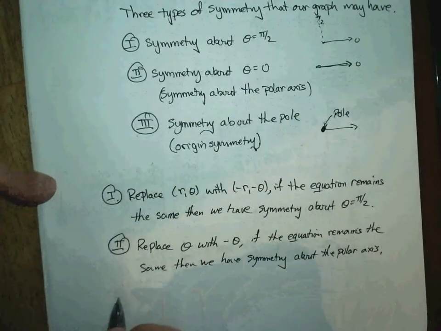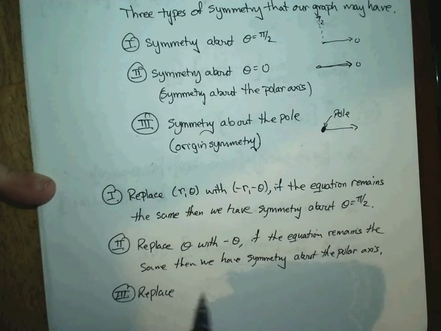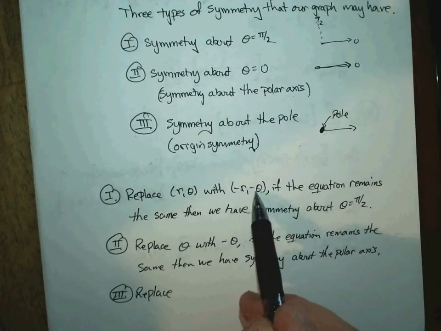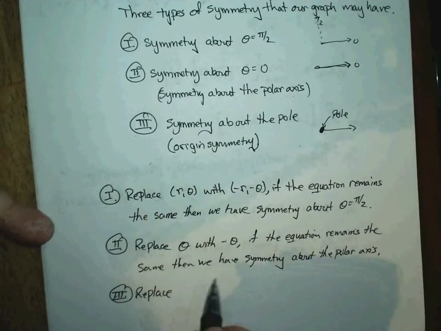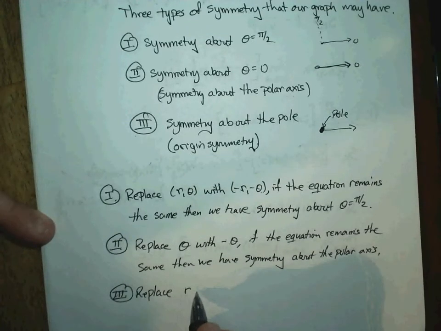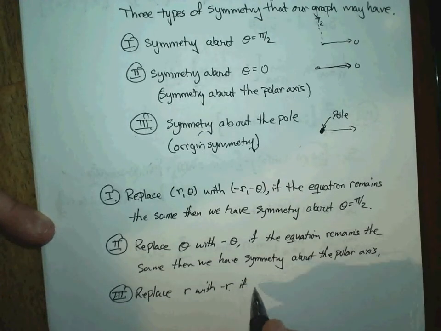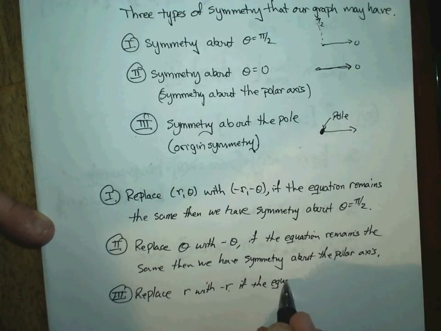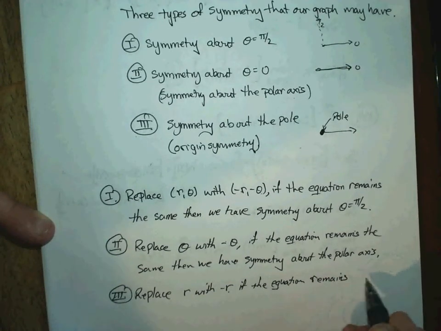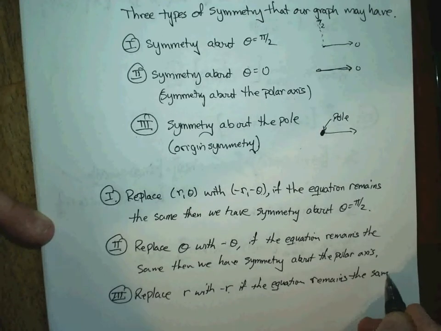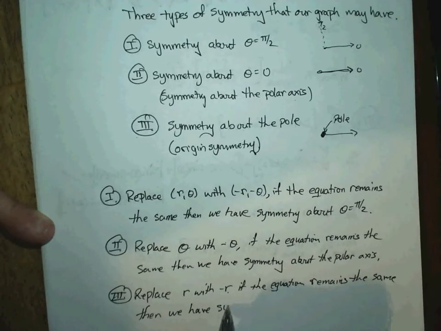And the third test, think about this. The first test, you replace both with their negative versions. Second test, you replace the theta with negative theta. So not surprisingly, the third test is you replace r with negative r. And if the equation remains the same, then we have symmetry about the pole.